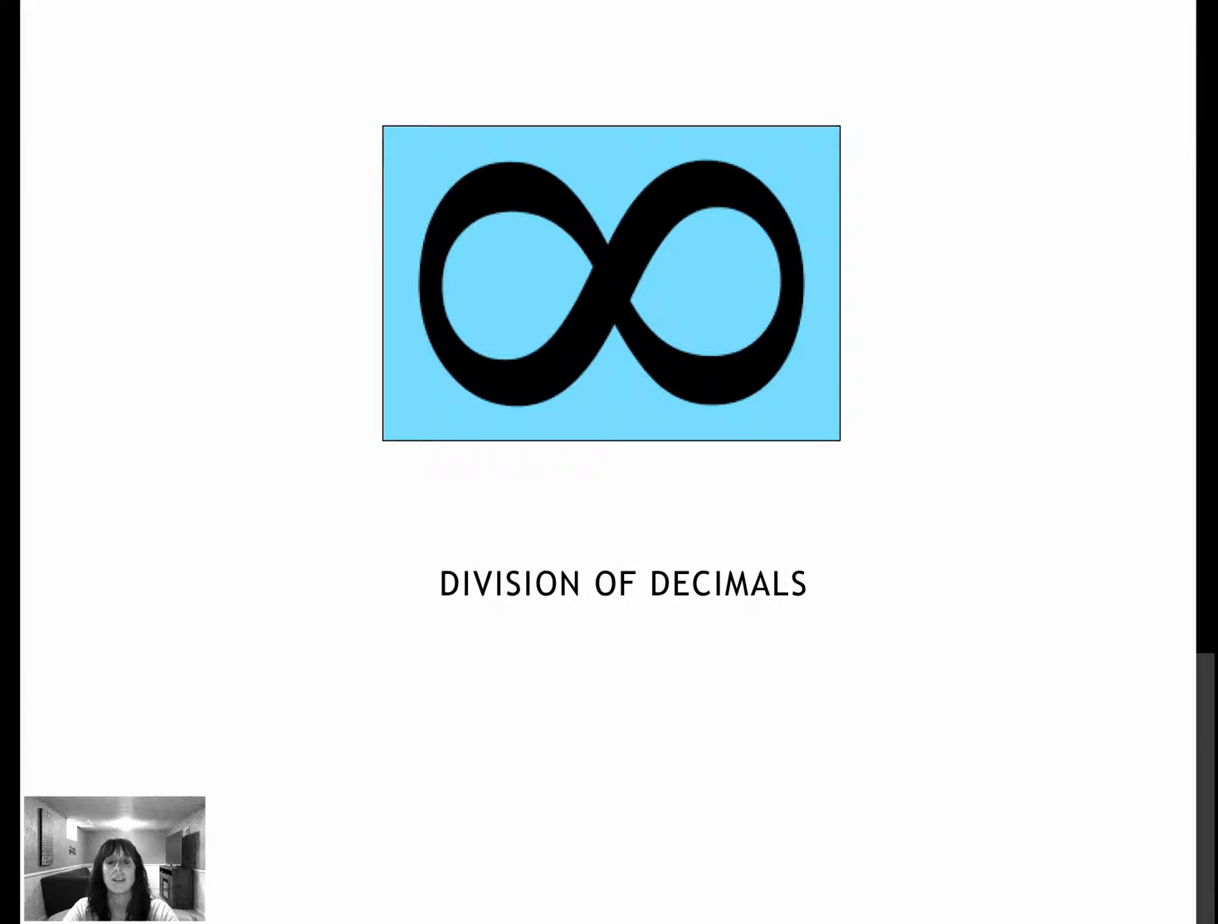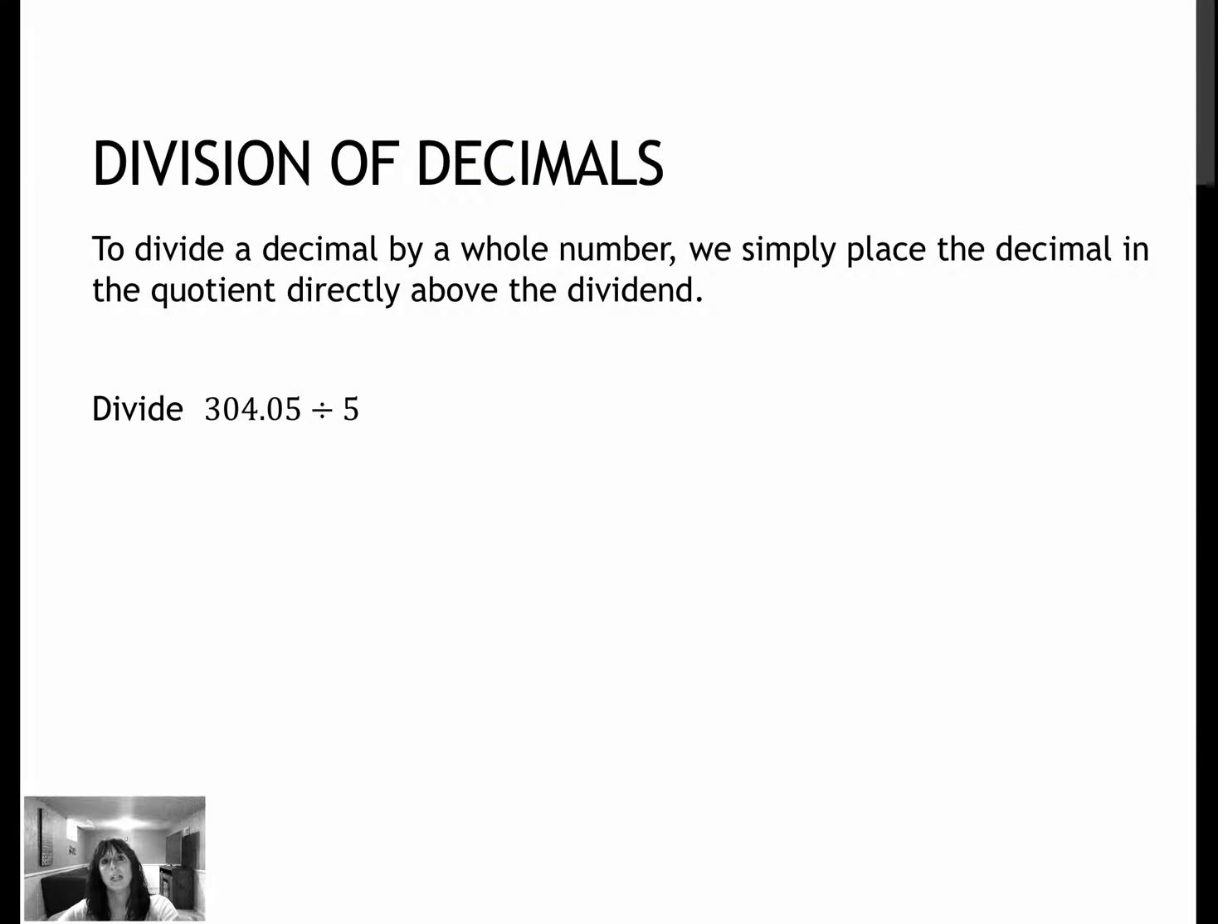Our last operation with decimals is division. When we divide, we're going to start with dividing a decimal by a whole number. We're simply going to place that decimal directly above the quotient, or sorry, above the dividend, which means I'm putting the 304 and 500ths inside and the 5 on the outside. This decimal will go straight up to just above the dividend. And then we'll just divide like normal, and really we can just ignore the decimal.